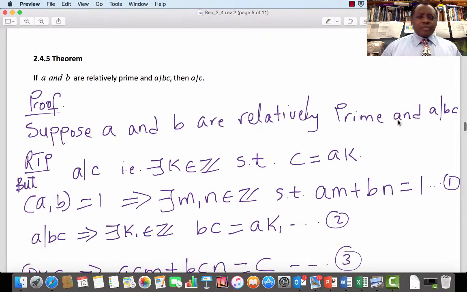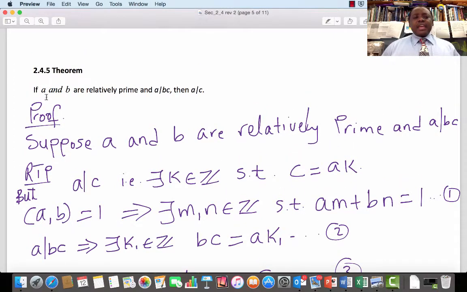Subsection 2.4.5, theorem. If a and b are relatively prime and a divides b times c, then a divides c. The relative primeness of a and b is very important in this theorem. Observe that 4 divides 2 times 2, but 4 does not divide 2. So this is only possible if a and b are relatively prime. Let's go ahead and prove this theorem.